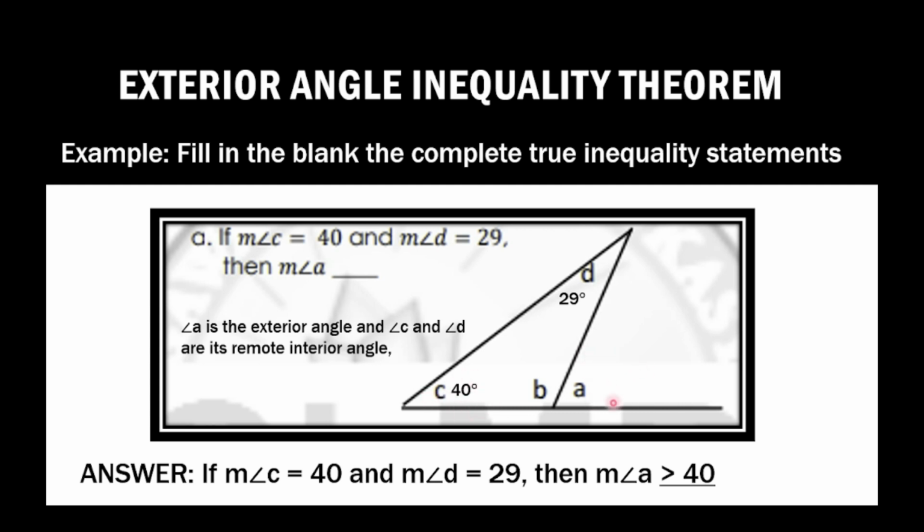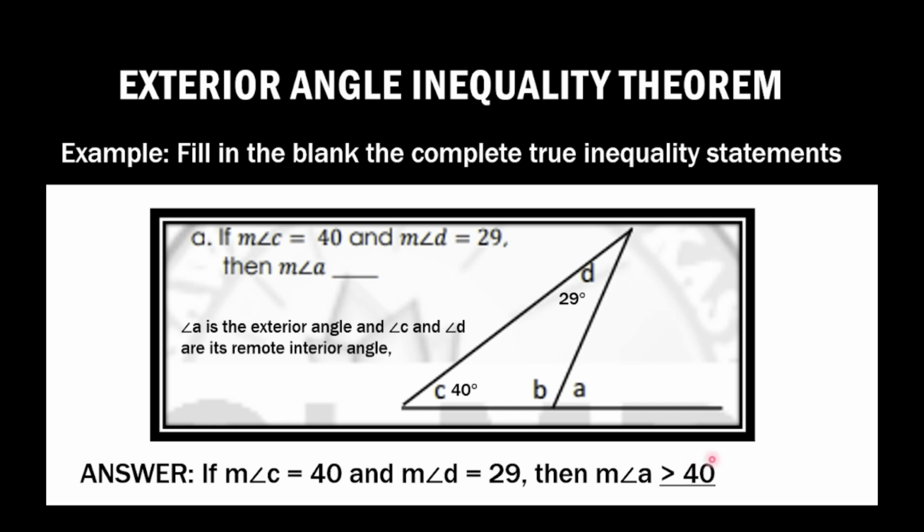So kung 29 lang at ang naging measure ng angle A is 30, mali yung sagot natin kasi yung 30 is less than 40. Eh dapat ang exterior angle ay palaging mas mataas sa either of the two remote interior angles. So mas mataas sa angle C at mas mataas sa angle D. So dahil ang mas mataas na measure dito ay angle C which is 40, we can say that yung measure ni angle A is greater than 40. Okay, so it can be 41 and so on.